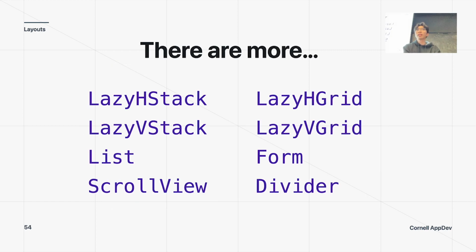There are a lot more views that you can use to lay things out. There's a lazy H stack and a lazy V stack. I won't go too much into detail about it, but if you're interested, you can always come and ask me right after. There's also a list, which I will talk about in the demo. There's a scroll view, and then there are grids, which are similar to a collection view. You can have a form, and then there's a divider. There are just a lot of views that SwiftUI provides for us.